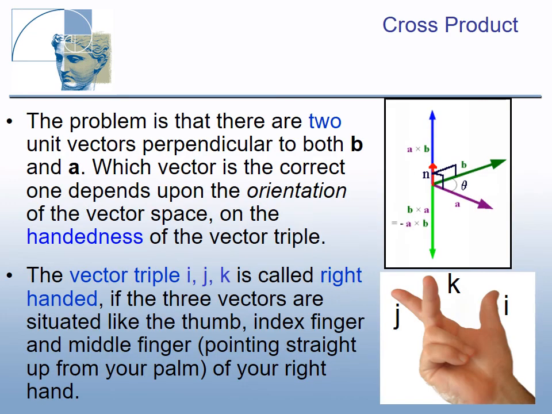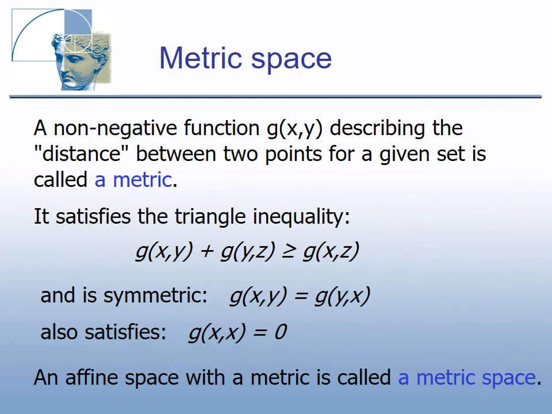The problem is that there are two unit vectors perpendicular to both b and a. Which vector is the correct one depends upon the orientation of the vector space. The vector triple i, j, k is called right-handed if the three vectors are situated like the thumb, index finger and middle finger pointing straight up from the palm of your right hand. The next step is to introduce a metric in an affine space.